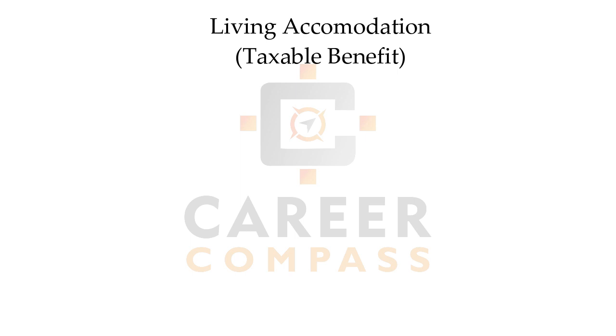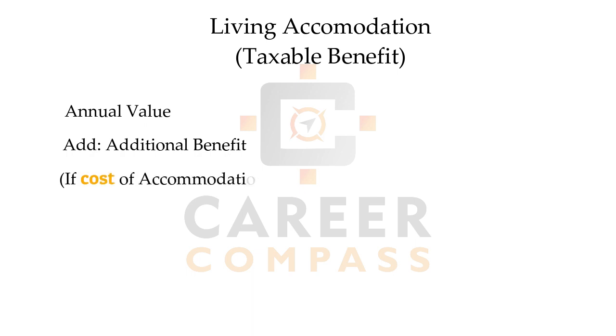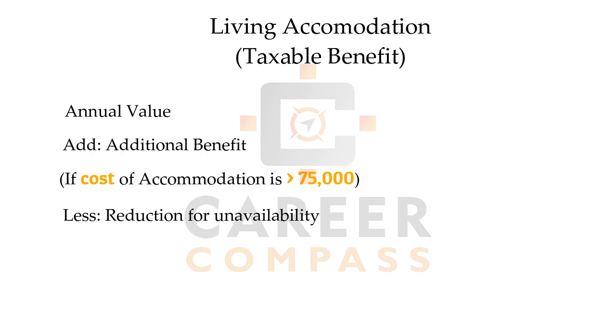In the specific rules, the first benefit given over here, students, is living accommodation. There is a simple pro forma given here to calculate the taxable benefit in the case of living accommodation. We firstly have to take the annual value, which will be given in the question, and the annual value is nothing but the expected annual rent from that accommodation. Then we have to add the additional benefit, but only if the cost of accommodation is more than 75,000 GBP. Otherwise, we can directly deduct the proportionate amount for unavailability of the house, and we also have to deduct any contribution, or we can say any partial rent paid by the employee.